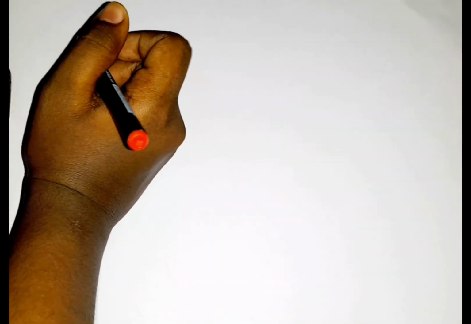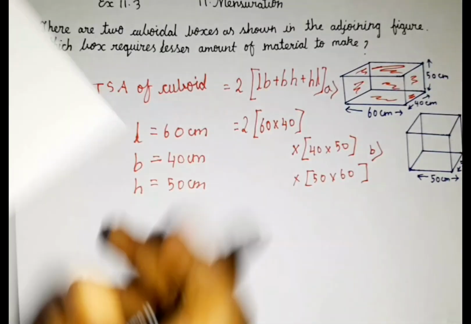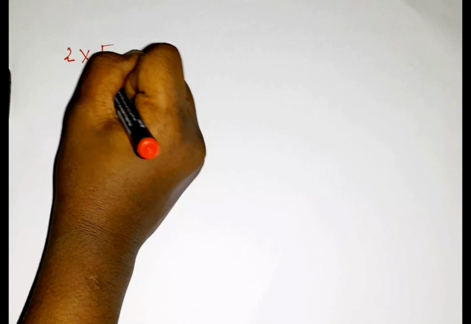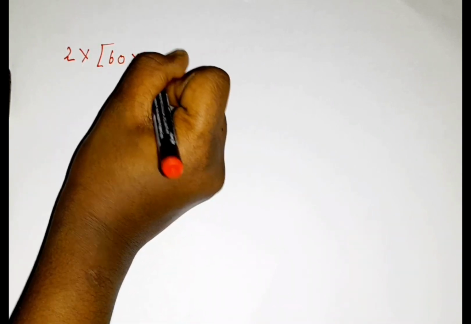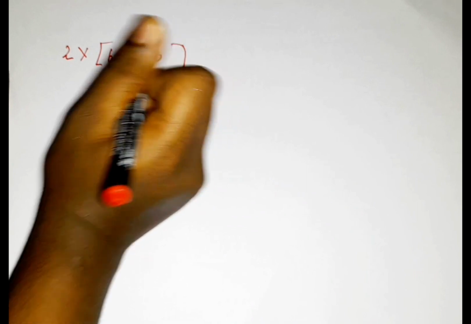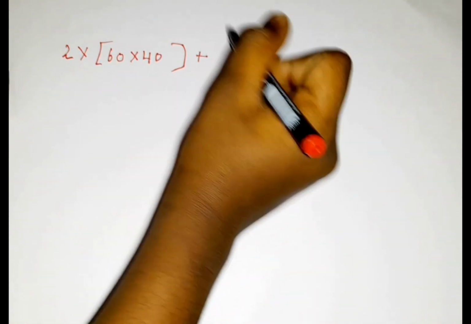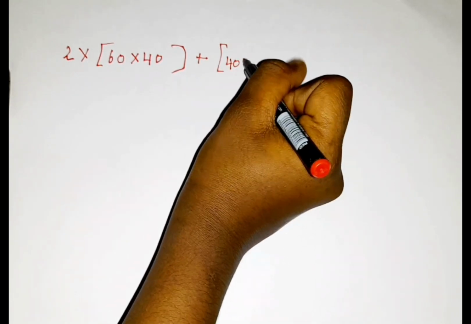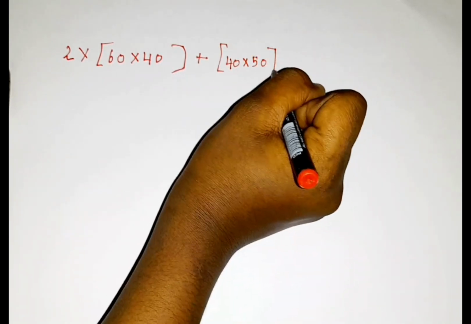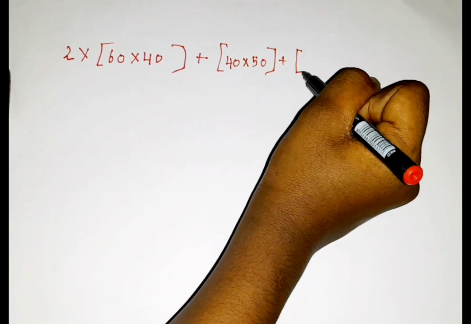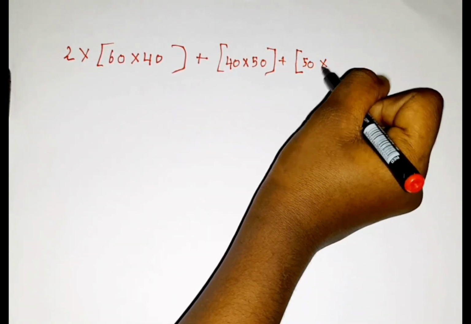Now I am going to write the same thing that we wrote there. That is 2 into length breadth. What's the length value? 60. So 60 into 40. And then what do we write? 60 into 40 plus 40 into 50 plus 50 into 60.